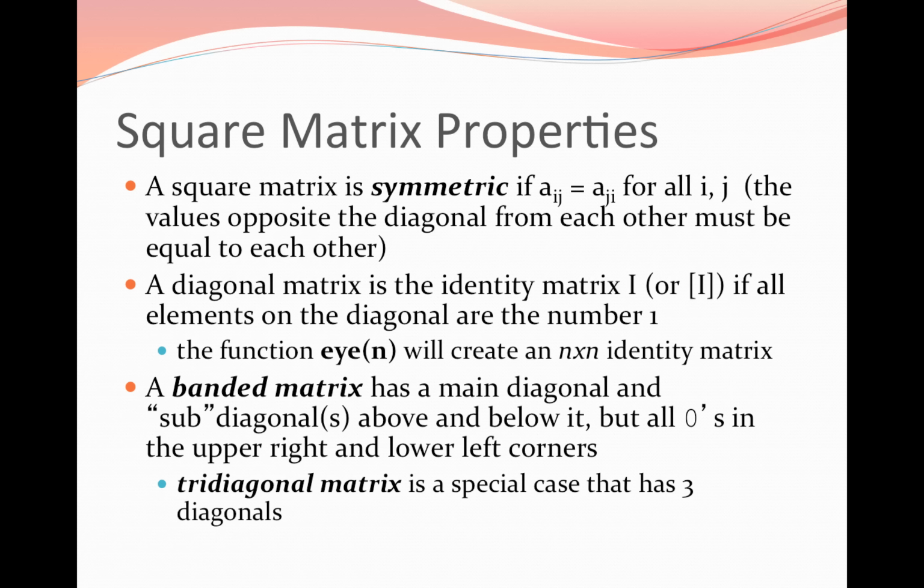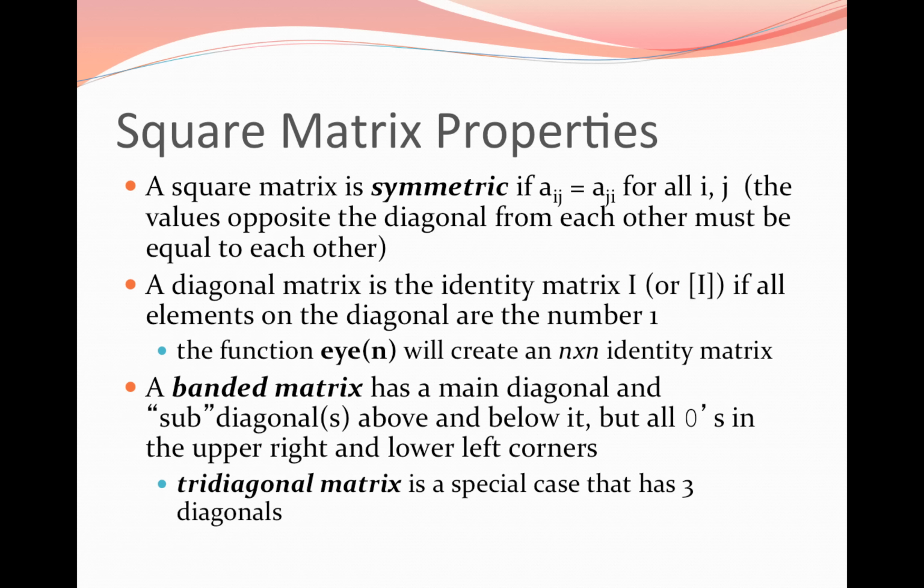Another very special matrix is called the identity matrix. So a diagonal matrix is the identity matrix called I if all of the elements on the diagonal are 1. So recall that a diagonal matrix means that everything that's not on the diagonal is 0. And in this case, an identity matrix has all 1s on the diagonal and all 0s everywhere else. And again, it's a square matrix. This is a very important matrix. It's used all the time.